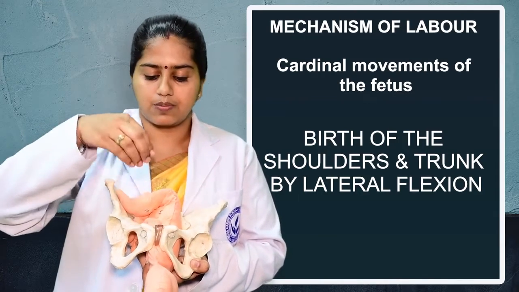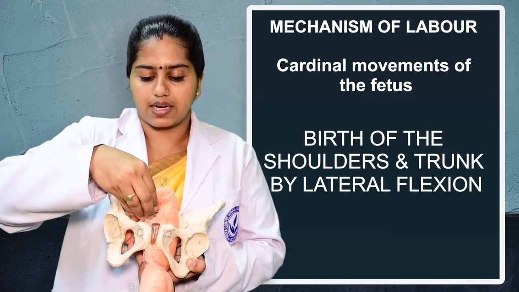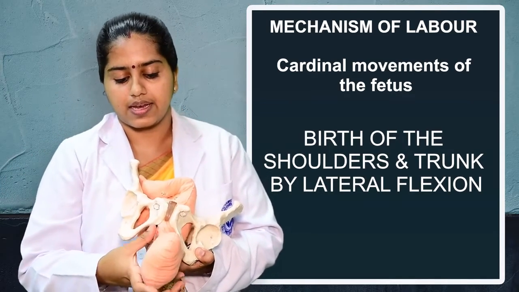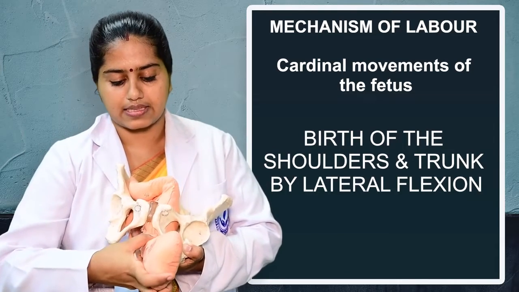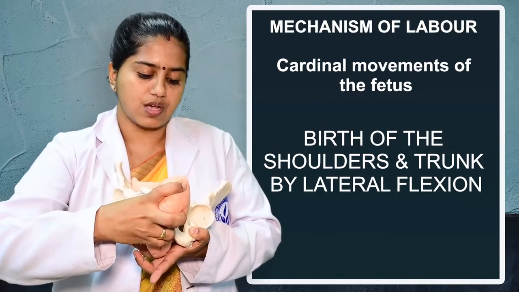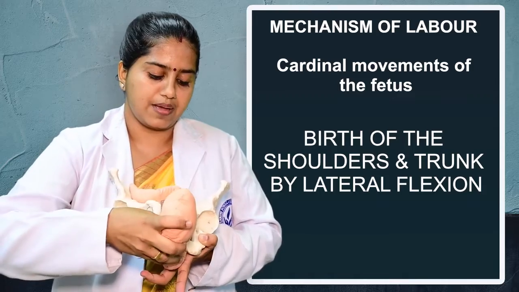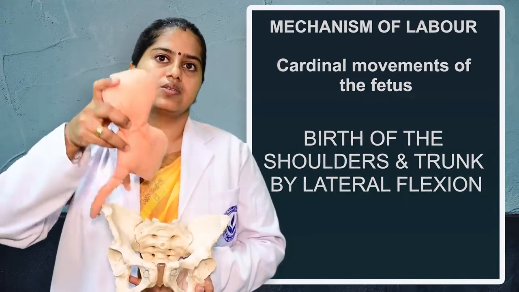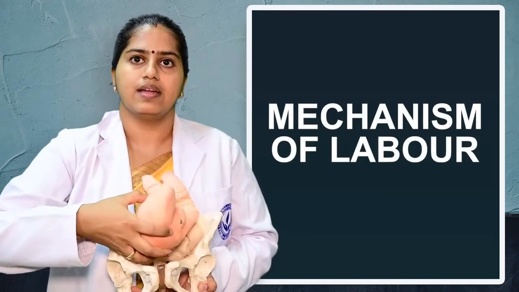According to the third principle, whichever part comes under the pubic arch will pivot around the pubic bone. So here you can see the anterior shoulder escapes under the symphysis pubis, the posterior shoulder sweeps beneath the perineum, and the whole trunk is delivered by the lateral flexion. So like this, the mechanism of labor takes place.